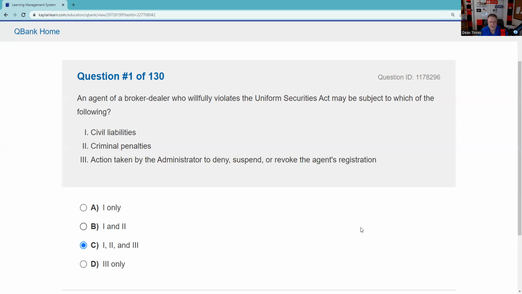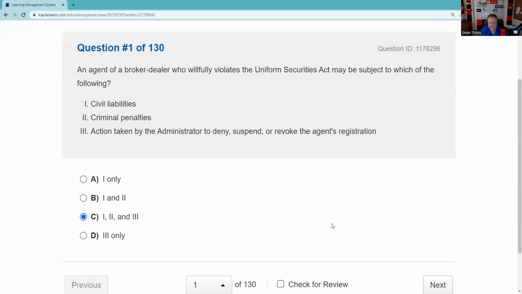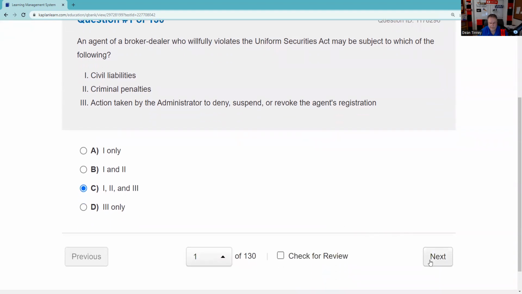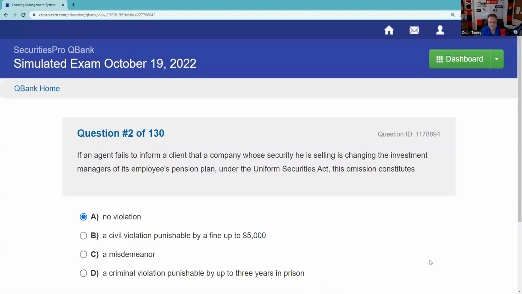An agent of a broker-dealer who willfully violates the Uniform Securities Act may be subject to which of the following? Civil liabilities? Yes. Criminal penalties? Yes. Action taken by the administrator to deny, suspend, or revoke the agent's registration? Absolutely. 1, 2, and 3.